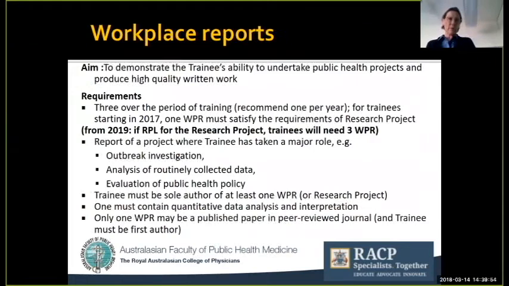You've got to be sole author of at least 1 workplace report or the research project. 1 workplace report must contain quantitative data analysis and interpretation, and only 1 workplace report may be a published paper in a peer-reviewed journal, and the trainee has to be the first author if that's so. So 1 workplace report can cover off several of those. For example, it might be a published peer-reviewed paper that contains quantitative data analysis, and you cover off in 1 workplace report the last 2 dot points.